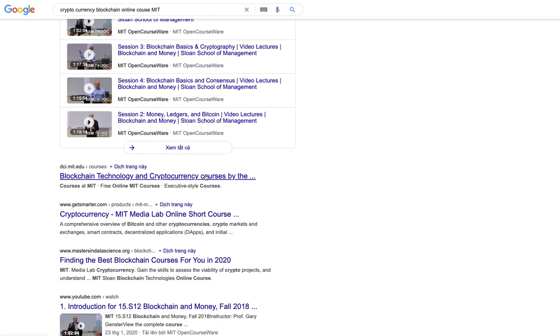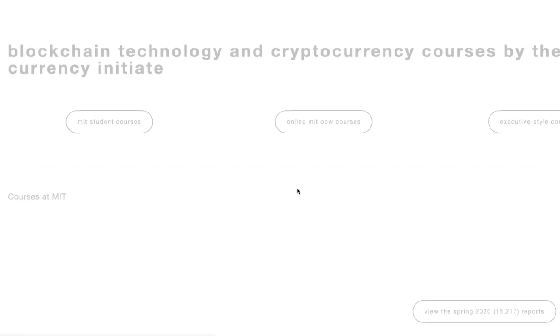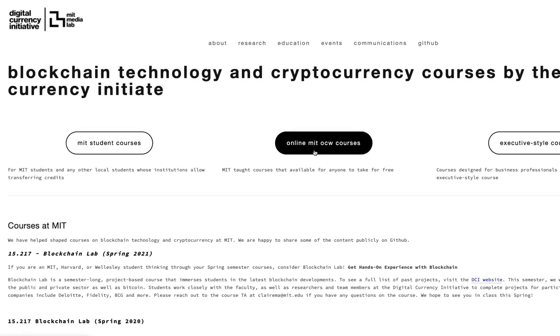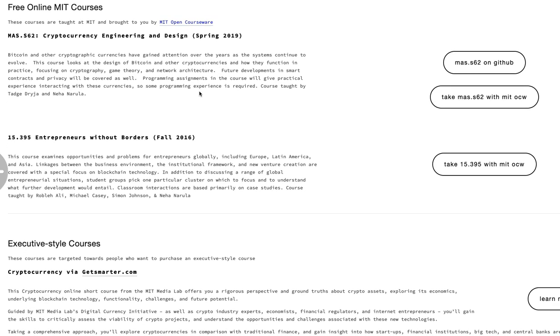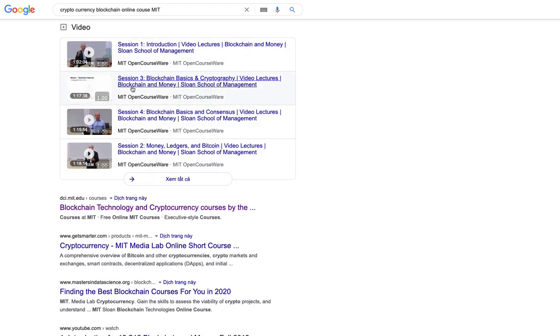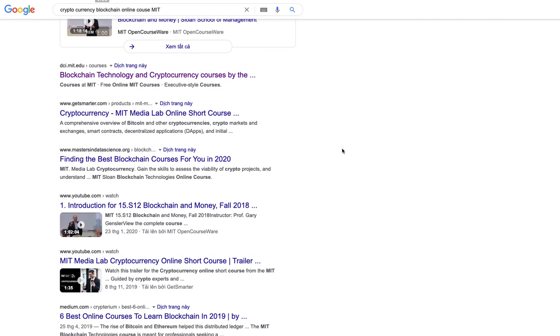And one of my favorite courses is here. It's from MIT. Here is Cryptocurrency Engineering and Design. This is quite heavily technical, so in order to take this course, you need to have knowledge about computer science and all of that stuff as well. This is definitely my favorite course. They do have a version for business people, but I'm talking only about the technical one.